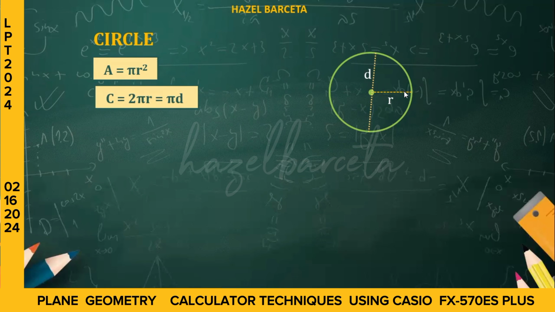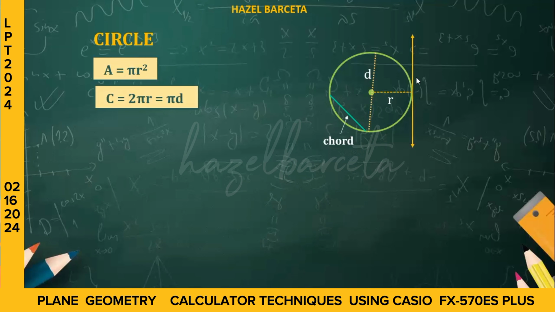Okay? Radius, therefore diameter is equal to 2r. Circumference is equal to pi d or 2 pi r. Okay? We also have chord. Si chord ay contains 2 points within the circle and divides the circle into 2 parts. Ayan. Within the circle, so andyan lang po ang kanyang points. And this is chord. Okay?